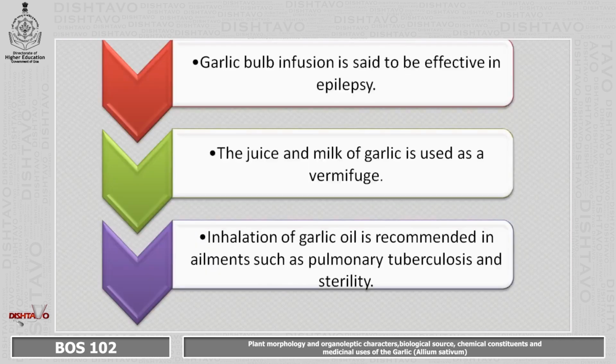Garlic bulb infusion is said to be effective in the treatment of epilepsy. The juice and milk of garlic is used as a vermifuge. Also, inhalation of garlic oil is recommended in ailments such as pulmonary tuberculosis and sterility.